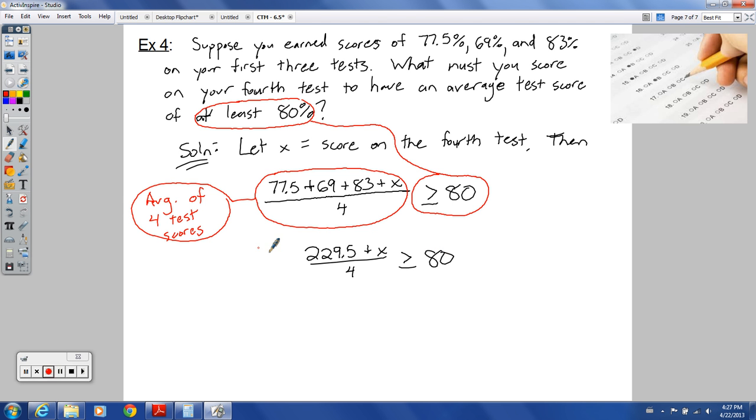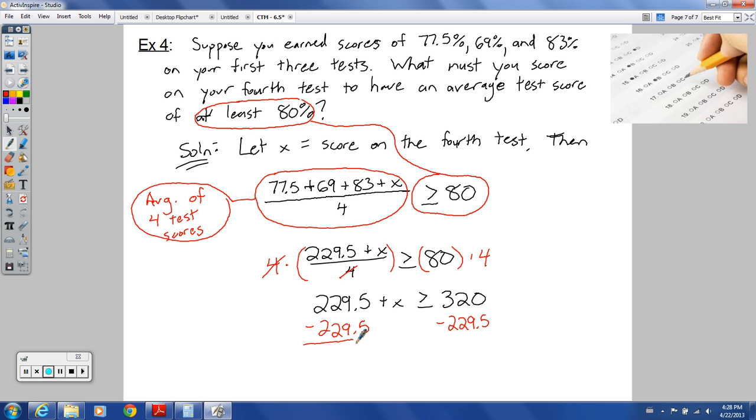From there, I can multiply both sides by 4. Let's do that in a different color here. So times 4 here, times 4 here, that'll cancel there and there. I'm left with 229.5 plus x is greater than or equal to 320. From there, subtract 229.5 from both sides. Notice I did not multiply or divide by a negative. I'm just subtracting right here. So the sign is going to stay pointing the same way. And that will cancel out here and here.